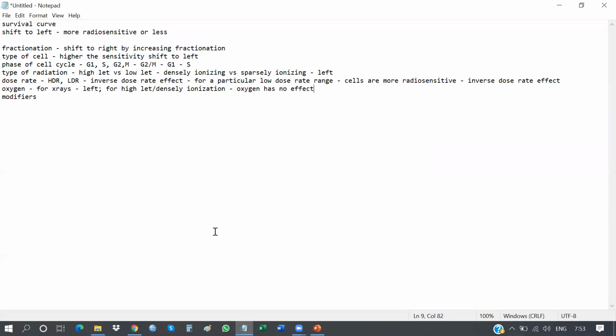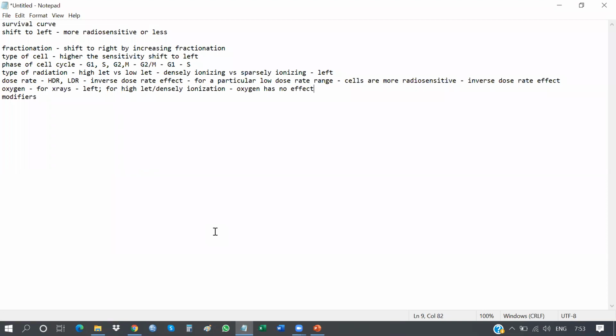Can you explain, Saujanya? Sublethal means what exactly? Sir, in high LET radiation, there is no sublethal damage. There will be direct damage to the DNA.